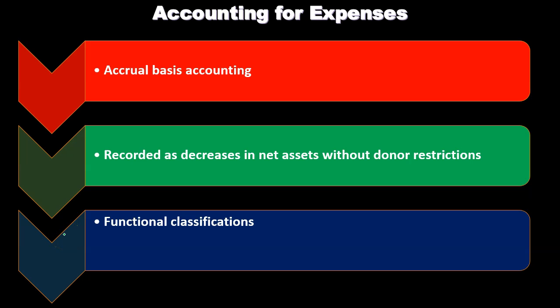And then it's going to be classified by the functional classification. So note, when we think about the financial statements, we need to classify by function, not necessarily by nature, on the face of the financial statement. When we think about by nature, we're thinking about the actual expense categories, typically things like the utilities expense, the telephone expense, and so on and so forth. When we think about classifying by function, then we're classifying by what the expense is used for.